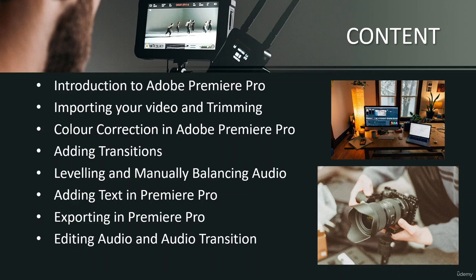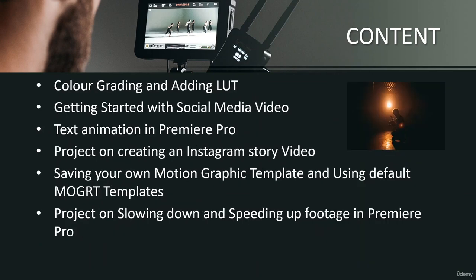After that, we'll learn in detail about editing your audio. I have shown you everything about audio editing in detail. Here I have already shown you leveling and manually balancing your audio, but now I'll explain in detail how you can edit your audio from scratch and also about audio transitioning. It is quite similar to video transitioning, but here instead of video, I have audio. Next we'll come to color grading and how you can add your LUT. LUTs are different types of effects you can put in color grading.